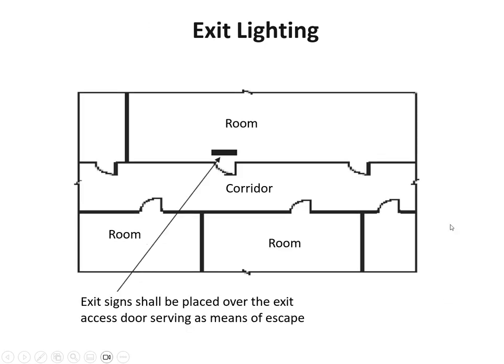Exit lighting: an exit sign shall be placed over the exit access door, serving as a means of escape. In your classroom, just look up and there will be a green illuminated exit sign above the door. And when you're in the lift lobby, you'll find that same sign at the staircase. Once again, during an emergency, just keep calm and look for those illuminated exit signs.